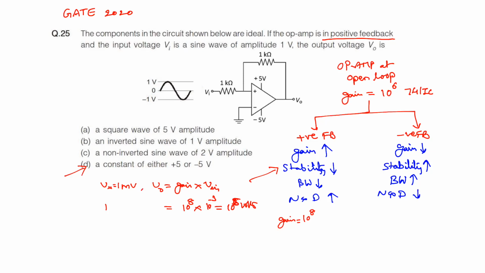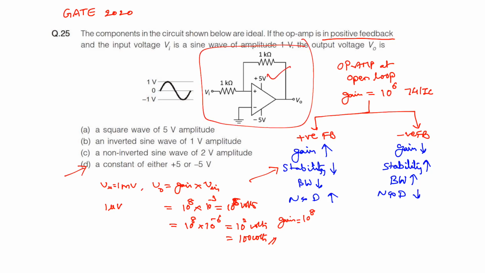It is very large. Even if you go for 1 microvolt, that means 10 power 8 is the gain and micro means 10 power minus 6, so again it is 10 power 2 volts, which is equal to 100 volts. So this 100 volts is also very large, because the operational amplifier is supplied with only plus 5 and minus 5 volts. The voltage you are using for this operational amplifier circuit is still plus 5 or minus 5. Then how do you get more than those voltages?